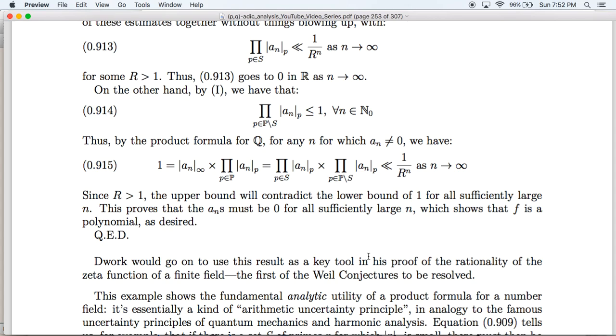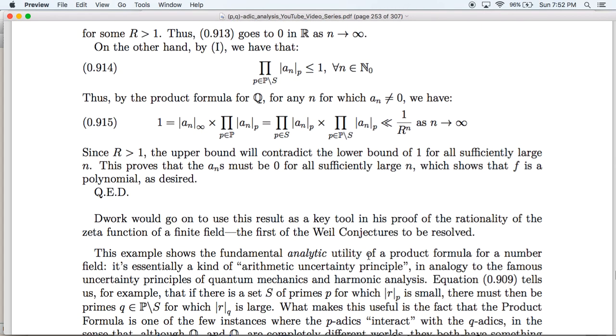So this example shows the fundamental analytic utility of a product formula for a number field. It's essentially a kind of arithmetic uncertainty principle, in analogy to the famous uncertainty principles of quantum mechanics and harmonic analysis.